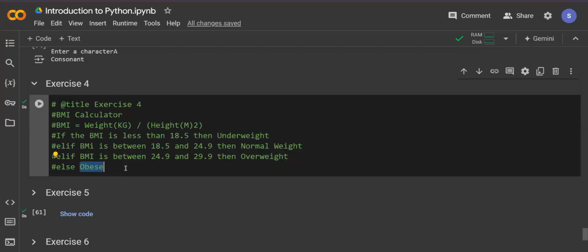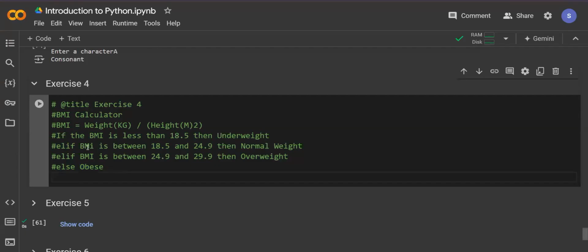So how to build it? First of all, you can see to calculate a BMI, we require a weight in kgs and height in meters. So do you think we require two variables here? Right? We require two variables, that is weight in kgs and height in meters. So let's ask the user to enter weight in kgs and height in meters.